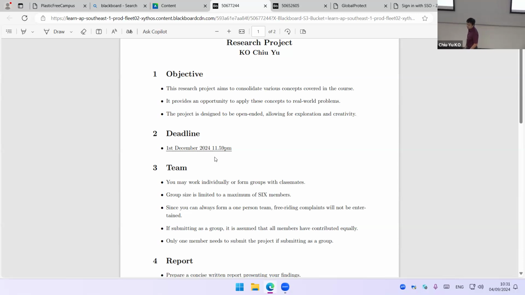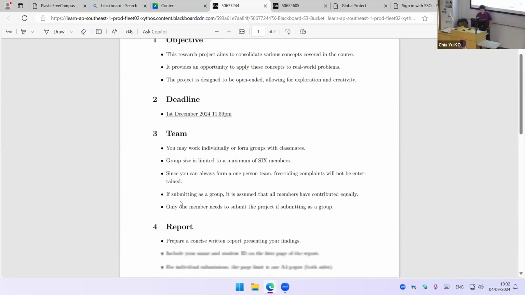I assume there is no free riding, and the score will be equally divided unless there's some special issue. Usually I don't take care of that, because you can always submit your own. If someone has been free riding, you show evidence and you can exclude him. Usually I don't take care of this kind of complaint. At the end of the day, you just need one member to submit your project. No need for every member to do it. We'll talk about the submission issue at the end, but probably just submit on Blackboard, just one person. And make sure that you write your group members very clearly.